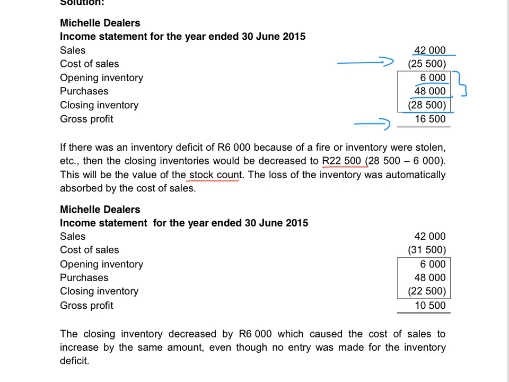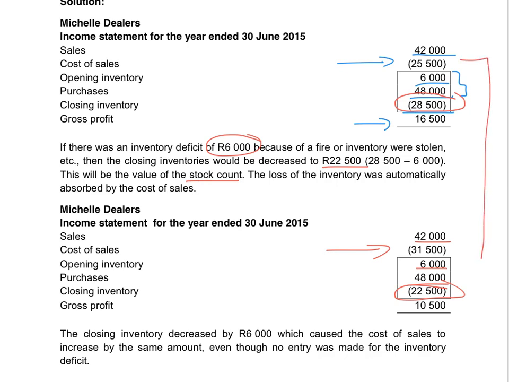My sales are still the same, the purchases and the opening inventory is the same, but in the previous example, the closing inventory was 28,500. Because there were goods lost, it means that my closing inventory is now 22,500. If I take the 6 plus 48 minus the 22,500, then my cost of sales is 31,500.